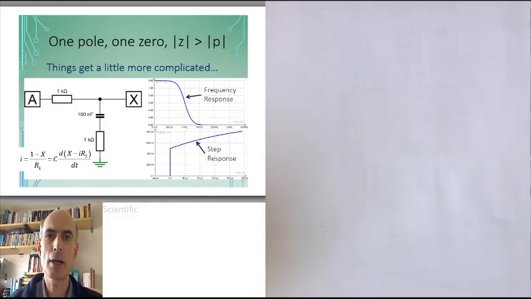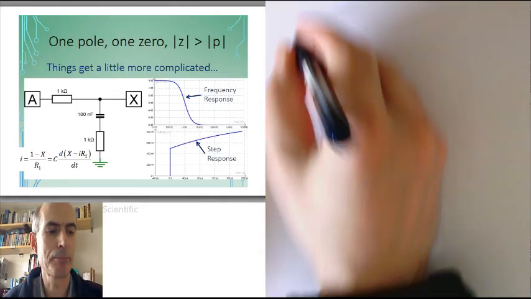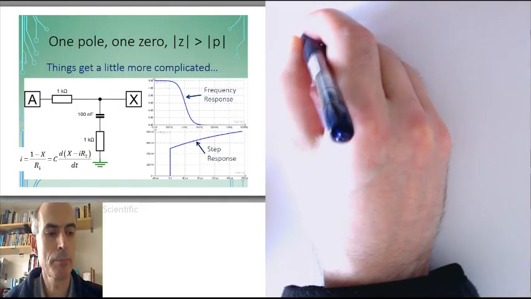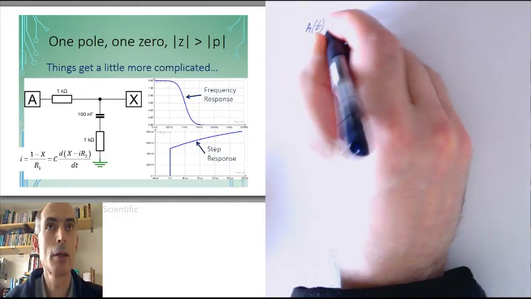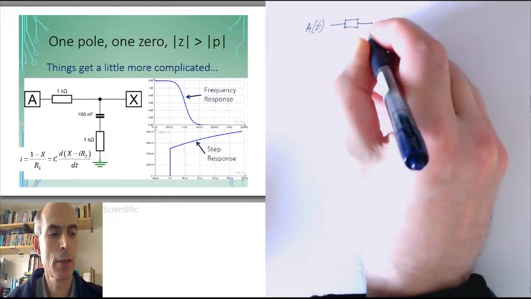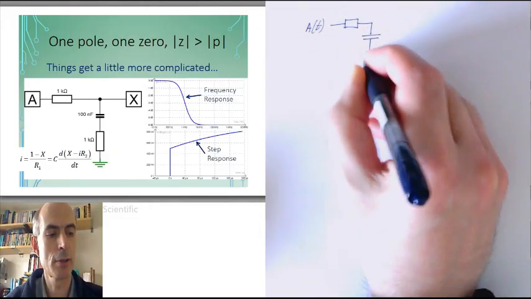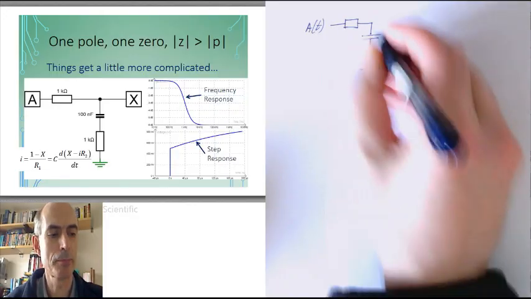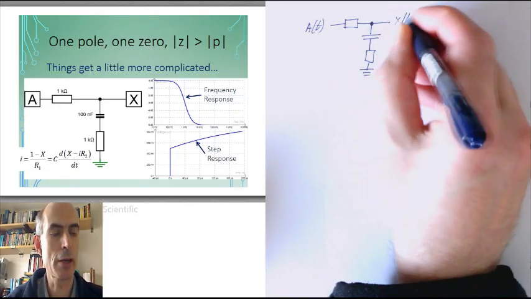Now let's go on to have a look at one of these more complicated first order responses. Okay, let's have a look at this circuit. We've got an input here, which is going to be our step, going through a resistor, down through a capacitor, and a resistor to ground. And the output is taken there.